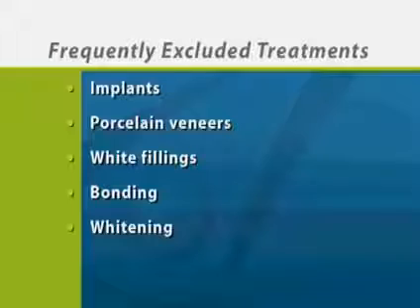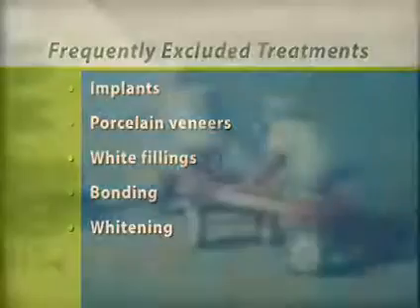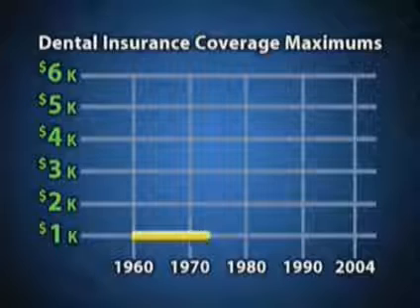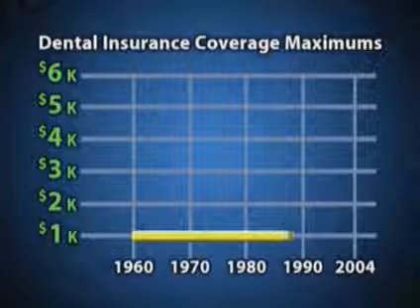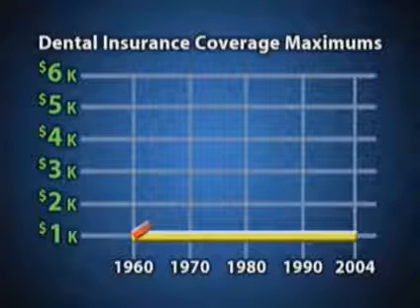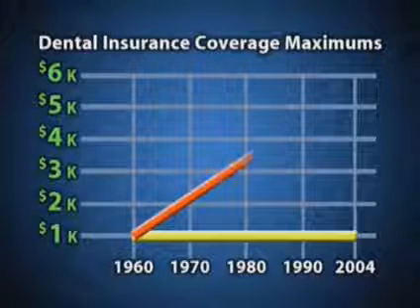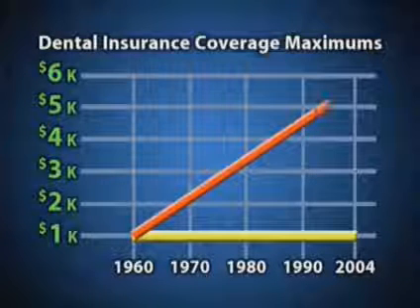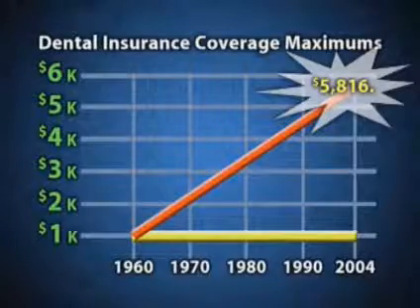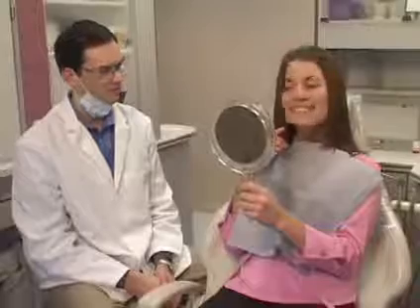In addition, dental insurance coverage maximums just haven't kept up with the times. Back in 1960, a typical annual maximum was $1,000. 40 years later, it still sits at approximately $1,000, despite inflation and cost of living increases. To stay up with inflation, that $1,000 in 1960 would have had to increase to a whopping $5,816 today. For these reasons, it's very common for patients to choose dental treatment that their dental insurance plan won't fully pay for.